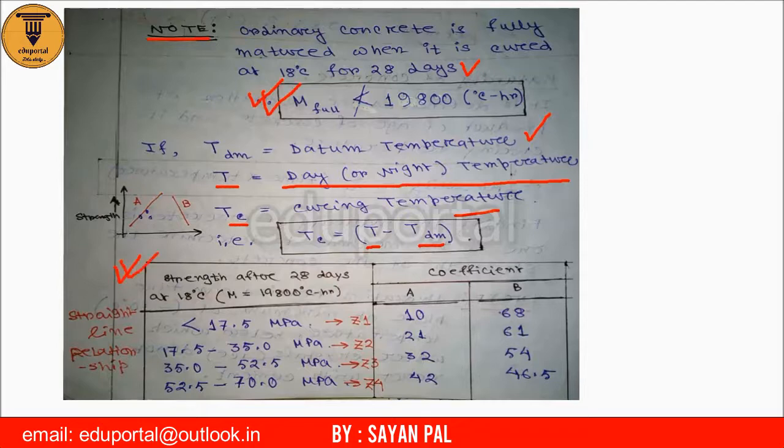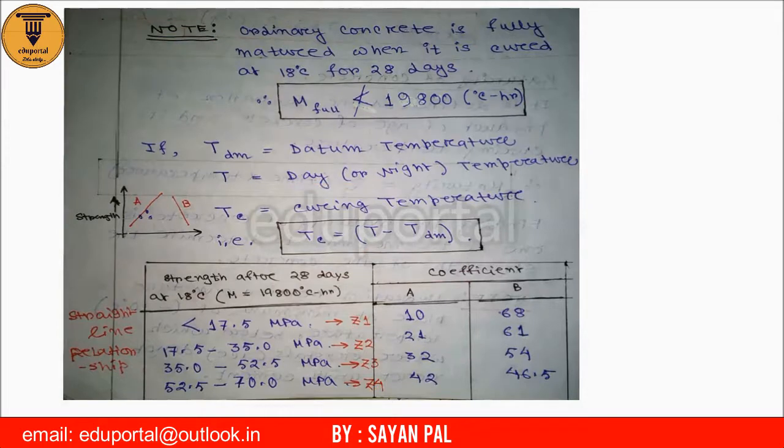Here we have a table. It tells that the strength of concrete is related to the Plowman coefficients, A and B. The strength of concrete has been divided into four zones: Z1, Z2, Z3, Z4. Z1 zone is for concrete having strength less than 17.5 MPa, Z2 zone 17.5 to 35, Z3 zone 35 to 52.5, and Z4 52.5 to 70 MPa. For each zone we have different values of A and B.